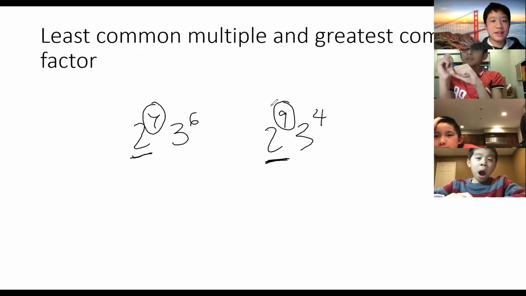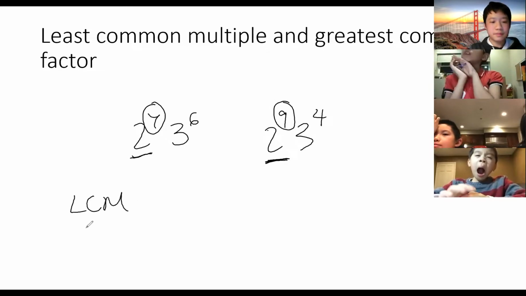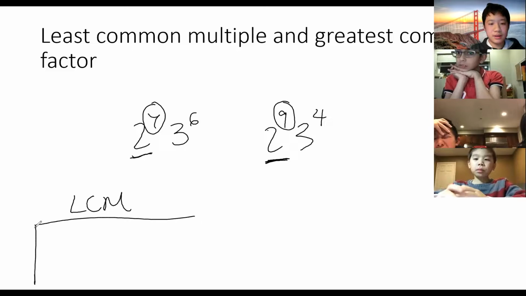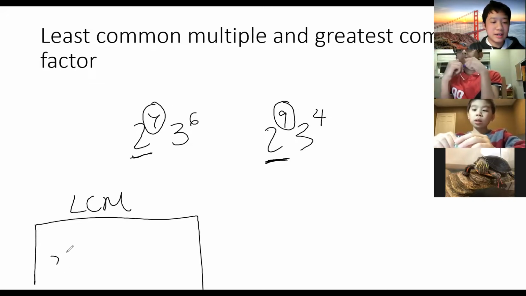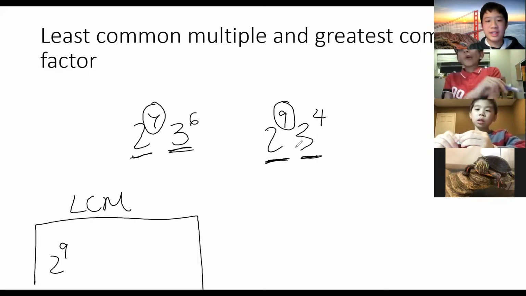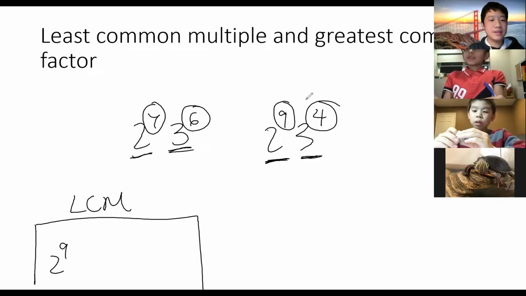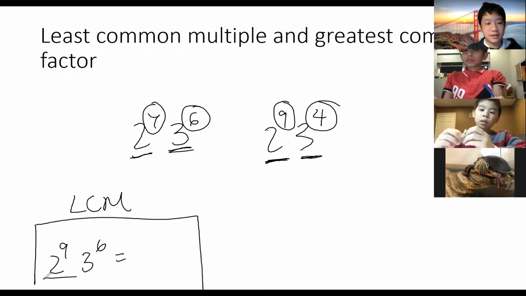Okay? If I wanted to find the least common multiple, then I would take the larger one of both of these. I would take the larger one of 7 or 9, and that is 9. Now I'm going to look at the 3's. I'm going to take the larger power, again, it's going to be 3 to the 6th, and this is our least common multiple, right here.